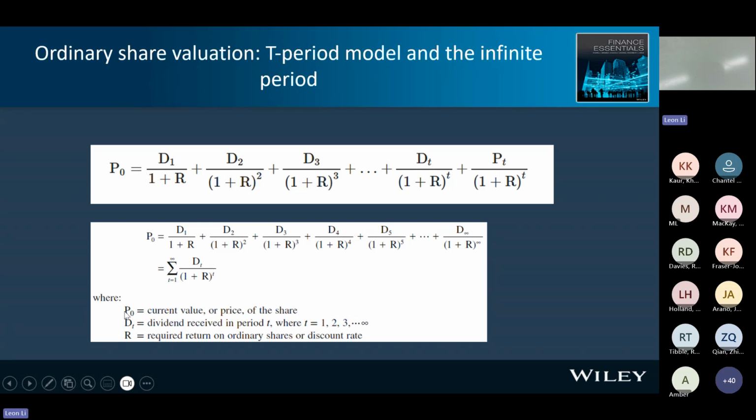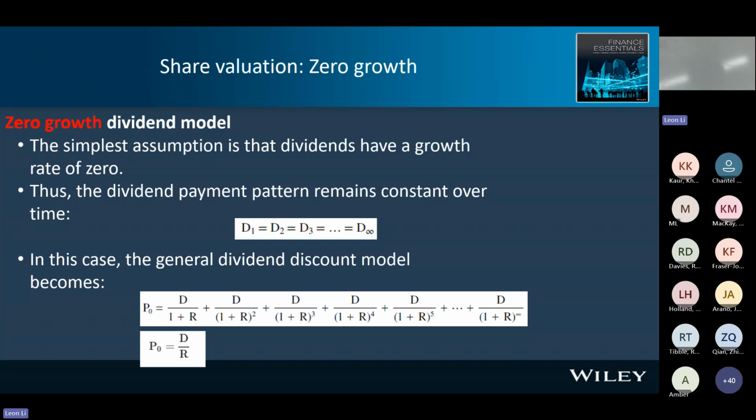So P0 is the current price, DT is the dividend received in period T, and R is the required return on ordinary share, or discount rate. I hope this formula is not a problem for our students. When I see the formula, I remember the timeline behind the formula. Now we are going to discuss two special cases.